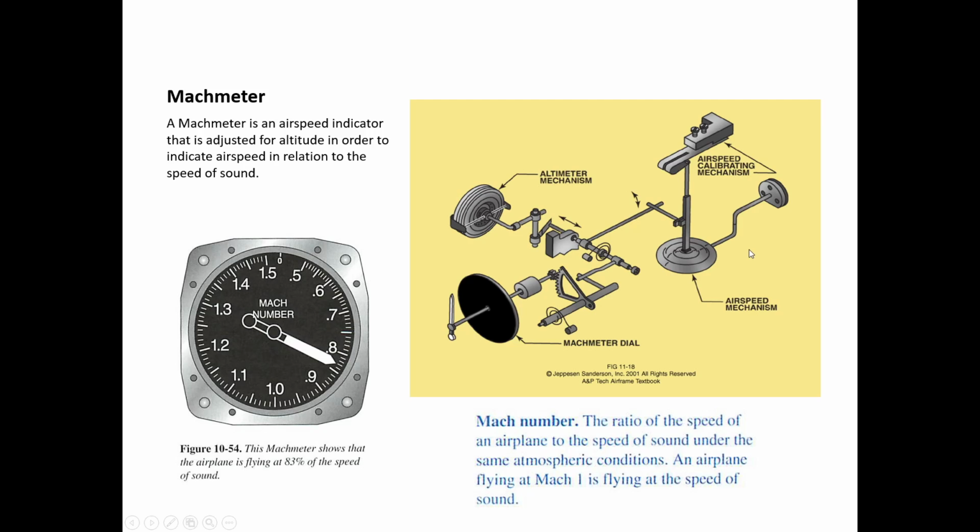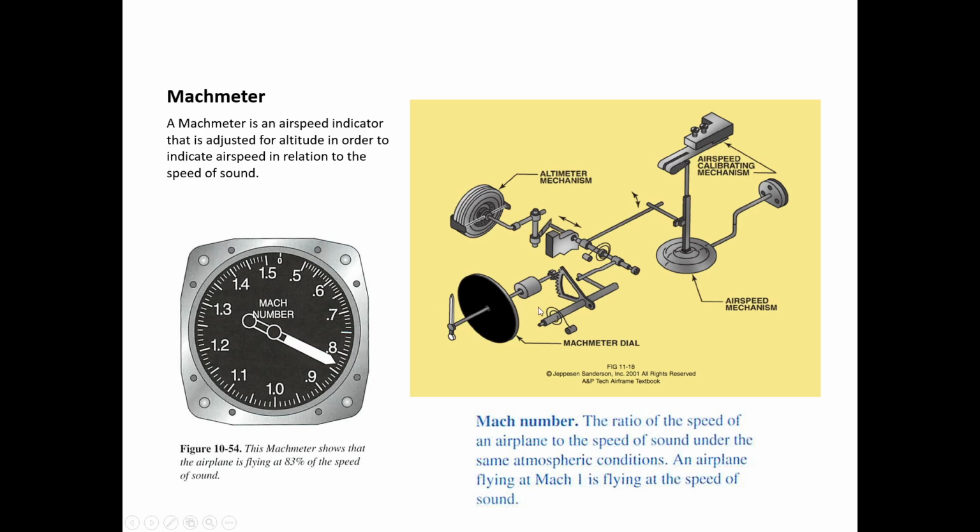A Mach meter, we mentioned that briefly. It is an airspeed indicator that's adjusted for altitude in order to indicate airspeed in relation to the speed of sound. So it's more like a percentage, or the equivalent. 1.0 is the speed of sound, and Mach 2, which isn't even on this scale, but Mach 1.4 would put you over in this range. And if you're at about Mach 0.5, you're at half the speed of sound. This one indicates that the airplane is flying at 83% of the speed of sound.